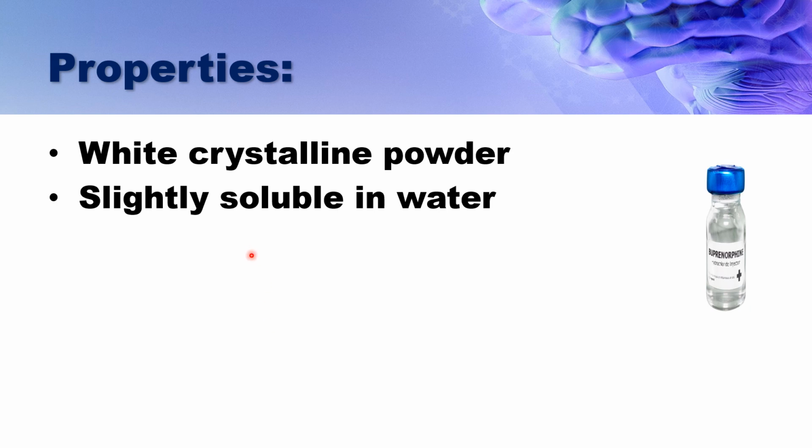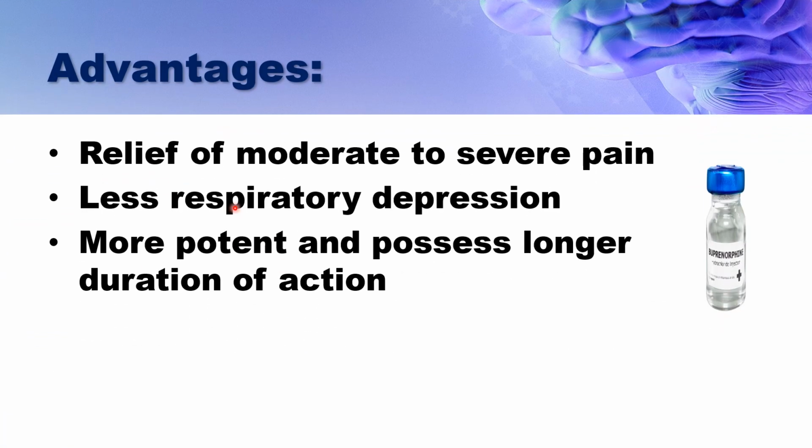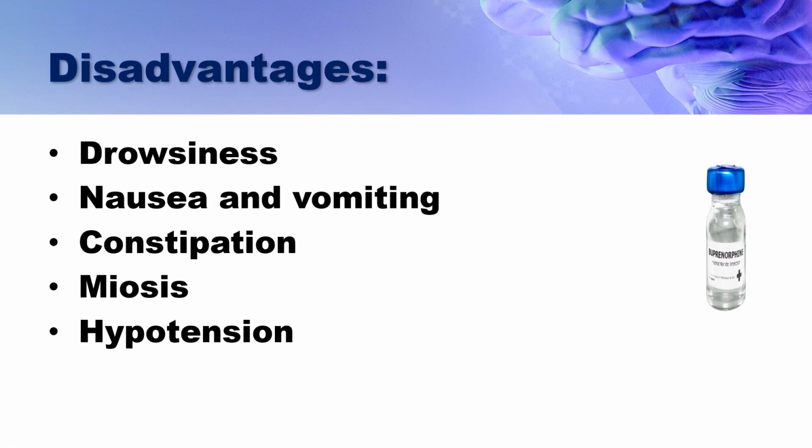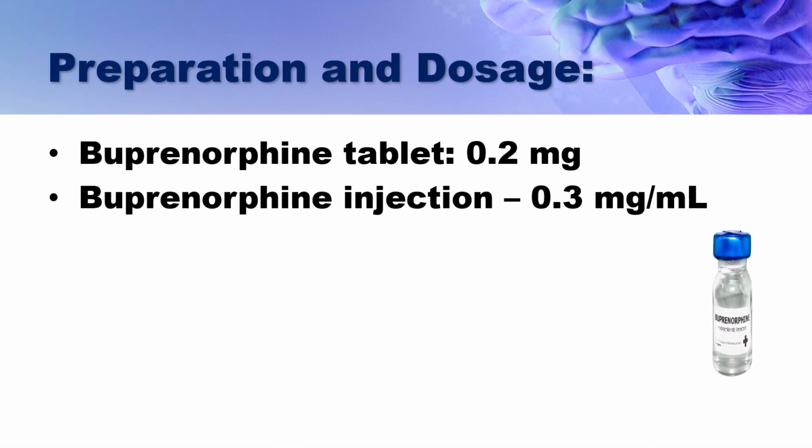Properties: it's a white crystalline powder, slightly soluble in water. Advantages: it is going to provide relief of moderate to severe pains and less respiratory depression. It is more potent and possesses longer duration of action. Disadvantages: it causes drowsiness, nausea and vomiting, constipation, miosis and hypotension. Preparations and doses: buprenorphine tablet 0.2 mg and buprenorphine injection 0.3 mg per ml.